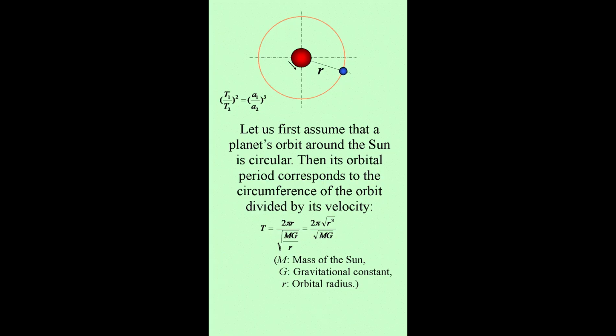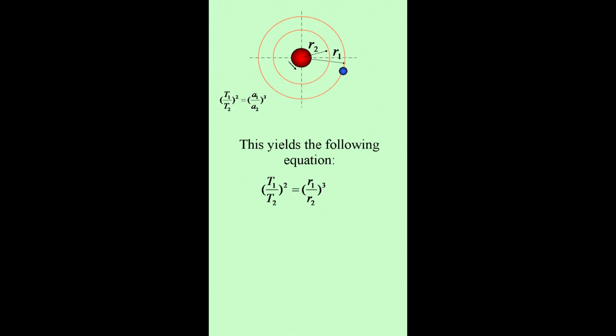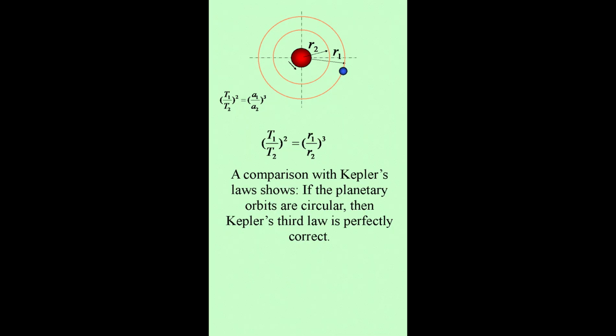Let us first assume that a planet's orbit around the Sun is circular. Then its orbital period corresponds to the circumference of the orbit divided by its velocity. For two planets with different orbital radii, the ratio of their orbital periods behaves as follows. This yields the following equation. A comparison with Kepler's laws shows, if the planetary orbits are circular, then Kepler's third law is perfectly correct.